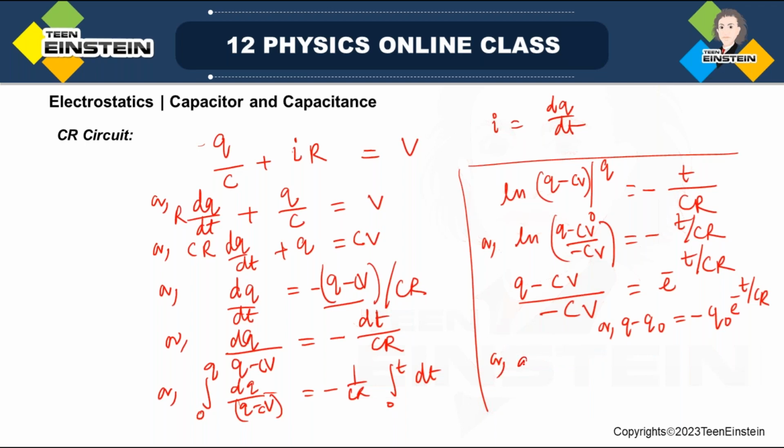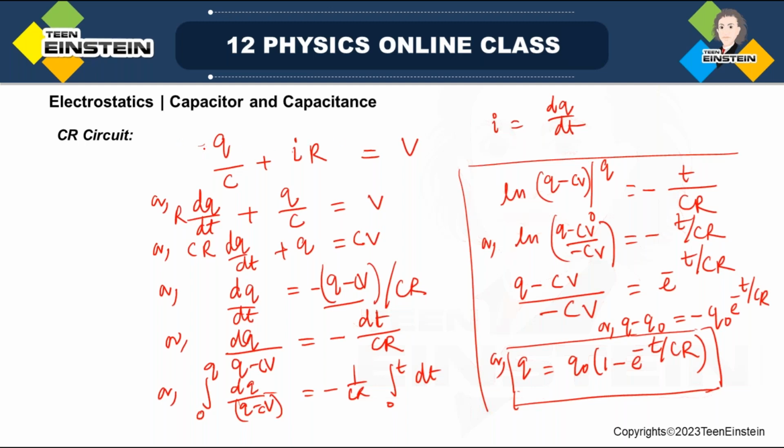So Q is equal to Q0 into 1 minus e to the power minus T by CR. So this is the formula we are getting at any instant of time. What will be the charge on the capacitor during charging, at any instant of time?